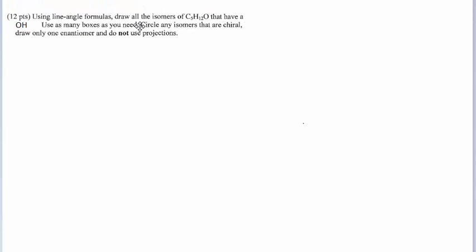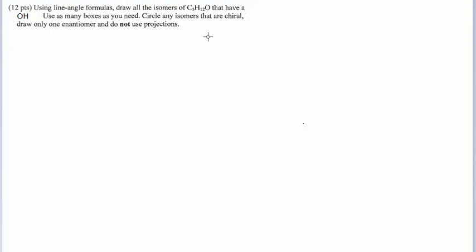Okay, so let's look at something slightly more difficult now. Sometimes they'll ask for slightly different alkanes. What I mean by that is they'll put a functional group on there, and then they'll expect you to do the problem. So here, once again, it's asking us to do line angle formulas with isomers of C5H12O that have an alcohol group, so an OH bond.